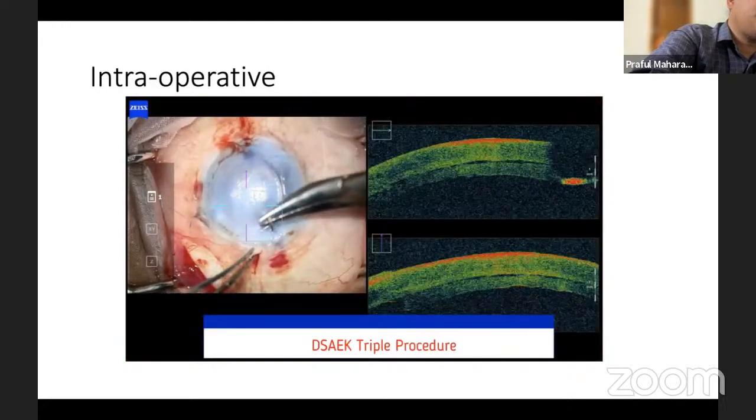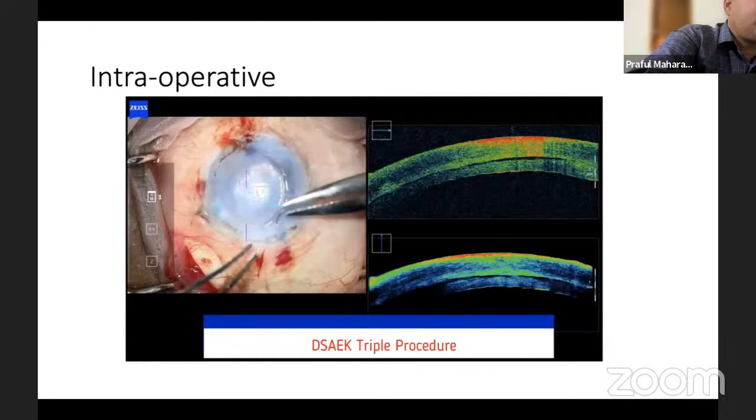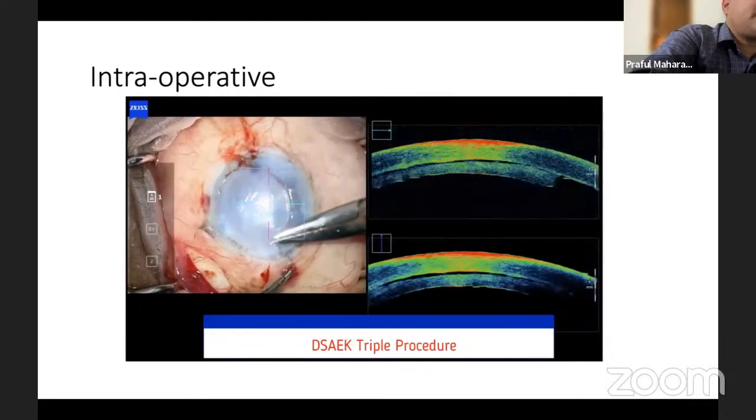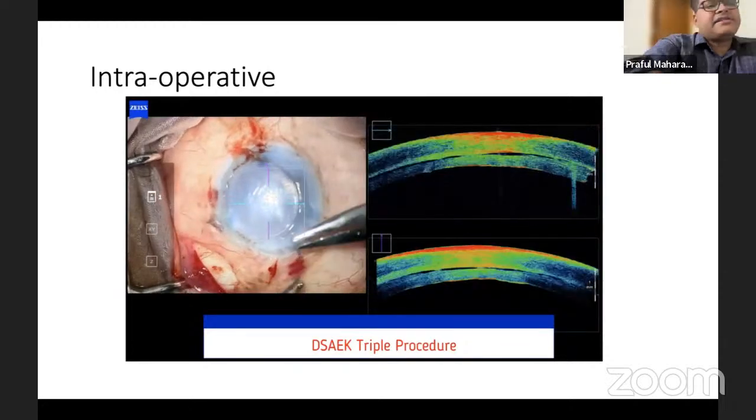You can see here, I'll put a needle. I'll pass the suture. I'll not complete it. I'll complete it later on. I just need tamponade of that incision part. So I'll pass the needle and then I'll center the graft.